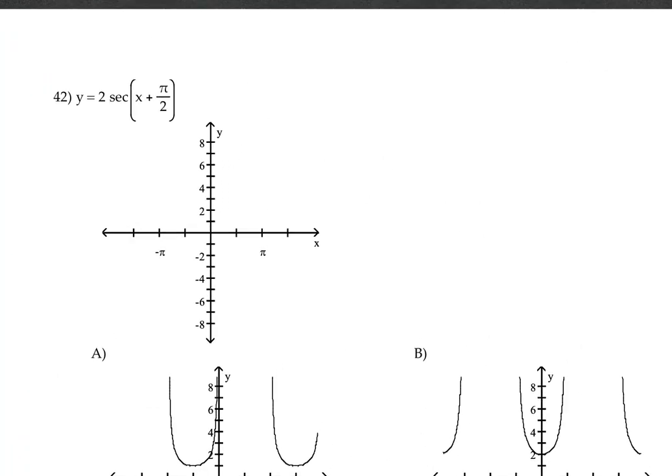All right, then 2 secant x plus pi over 2. So because it's secant, we're first going to graph 2 cosine x plus pi over 2. Our amp is 2. Our b is 1, so the period is 2 pi. Our normal key points would be at 0, 2 pi times a fourth, which is pi over 2, 2 pi times a half, which is pi, 2 pi times 3 fourths, which is 3 pi over 2, and the last one would have been 2 pi.